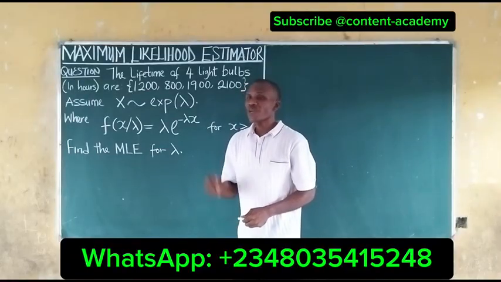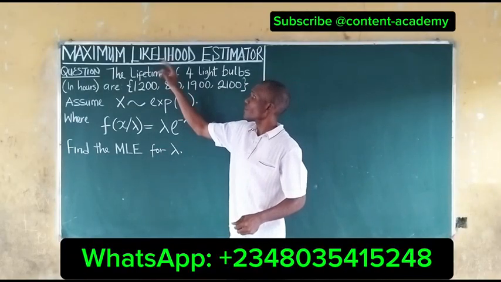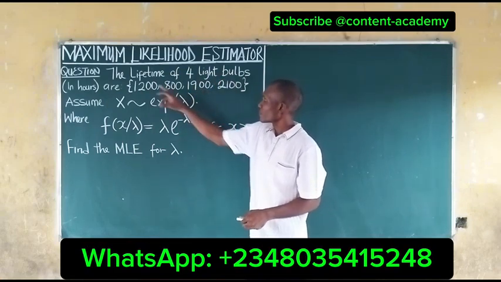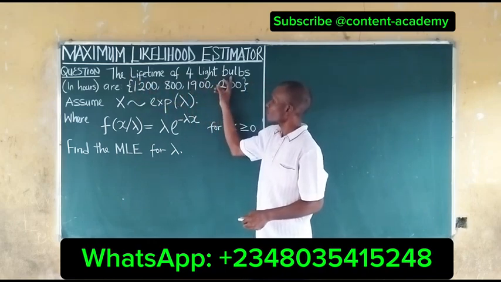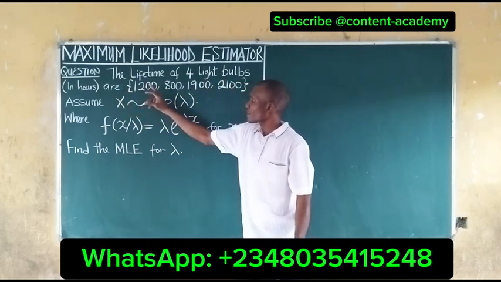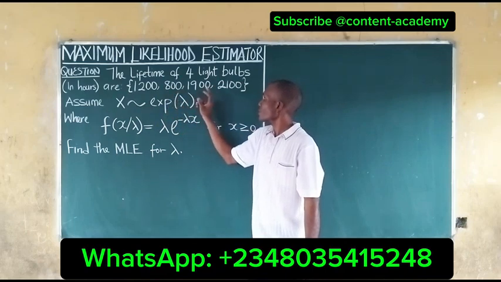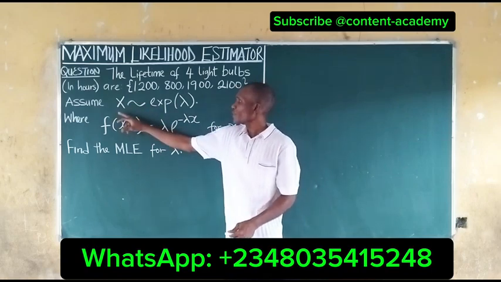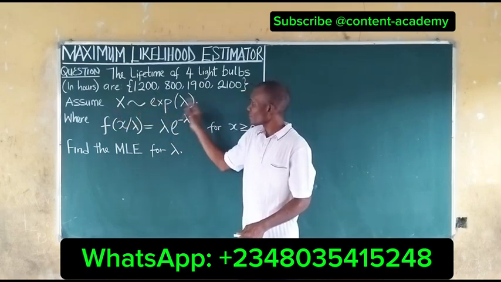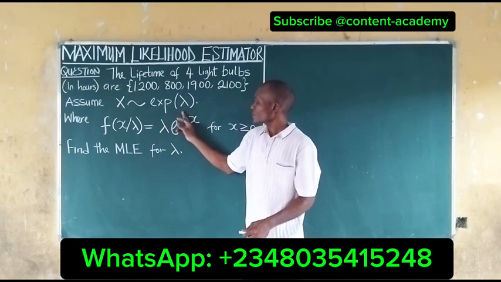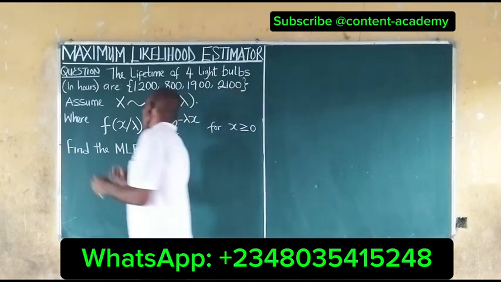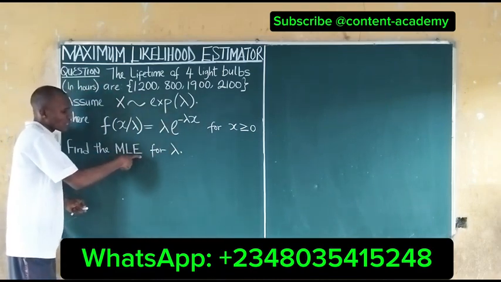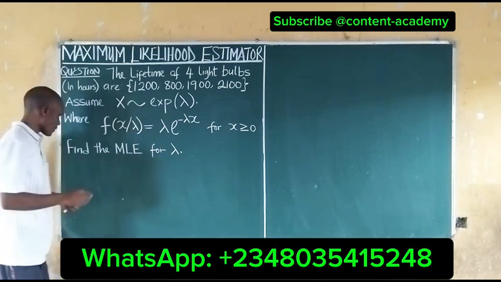In this video, we have to solve a question on maximum likelihood estimator. This is the question given. The lifetime of 4 light bulbs in hours are 1,200, 800, 1,900, and 2,100. And we assume that these values follow an exponential distribution. So this is the distribution given. We are asked to find the maximum likelihood estimator for lambda.